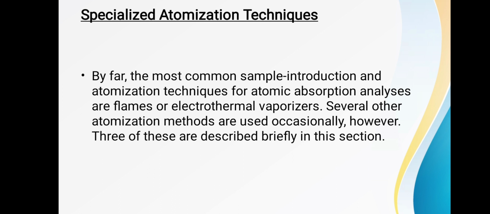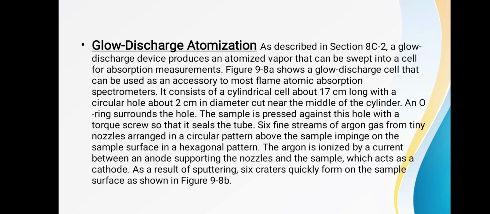Specialized atomization techniques. By far the most common sample introduction and atomization techniques for atomic absorption analysis are flames or electrothermal vaporizers. Several other atomization methods are used occasionally. However, three of these are described briefly in this section. Glow discharge atomization. As described in section 8C2, a glow discharge device produces an atomized vapor that can be swept into a cell for absorption measurements.